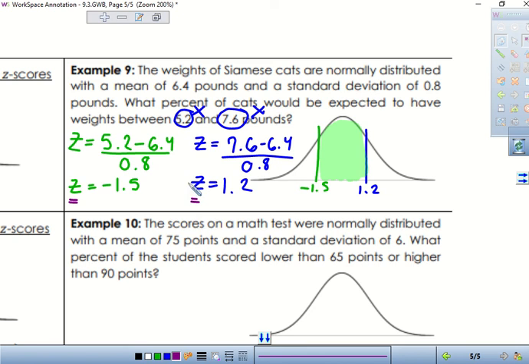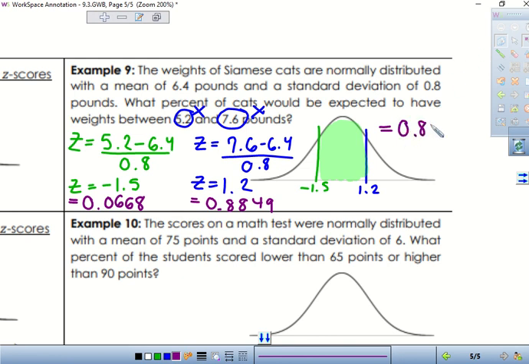And when I use the chart for the negative 1.5, I get 0.0668. And when I use the chart for this one, I get 0.8849. Now the rule is I have to do the one on the right minus the one on the left. So which one's going to come first? The one on the right.